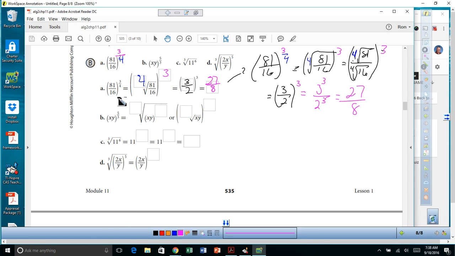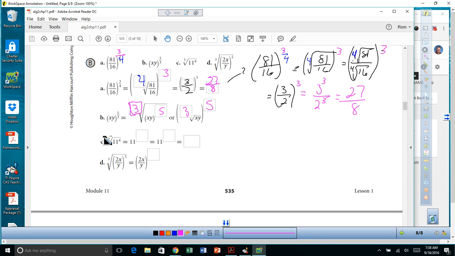B. So we've got xy to the 5/3 power. So what's going to come in this box here? The 3 is, and then the 5 is going to go in here. You can also put the 5 out there as well. Either way, it gives you the same answer.